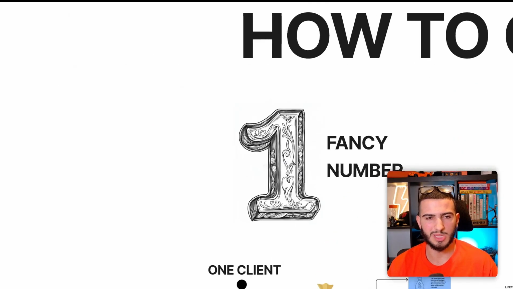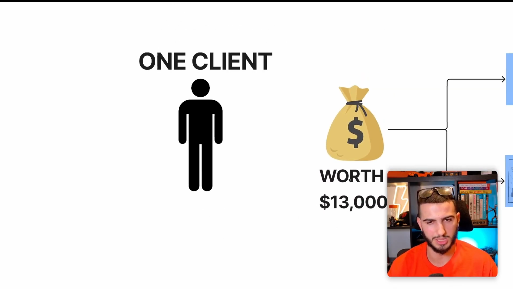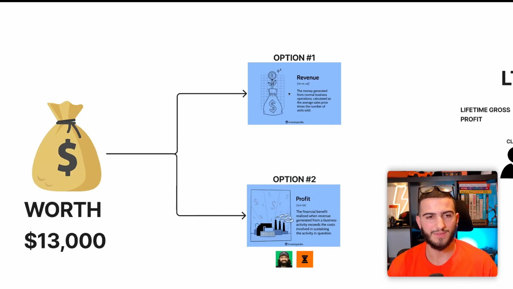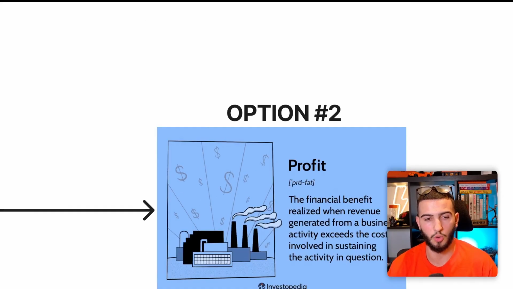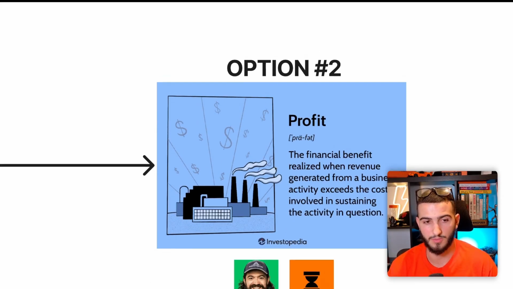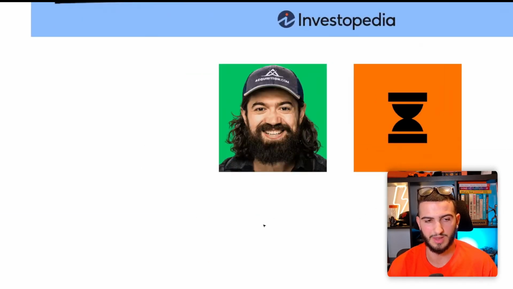So lifetime value is just a fancy number to show you how much a client is actually worth to your agency. There's two different ways you can calculate this. You can either calculate it from revenue, which is just the money that the client actually pays you, or profit, which is what you make from the client. I always recommend using profit, and it's the same thing that Alex Hormozi recommends. But honestly, guys, the formula itself is the same, so don't stress too much. Just pick one and go with it.